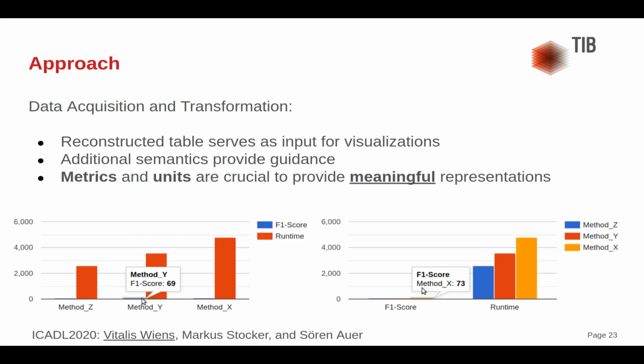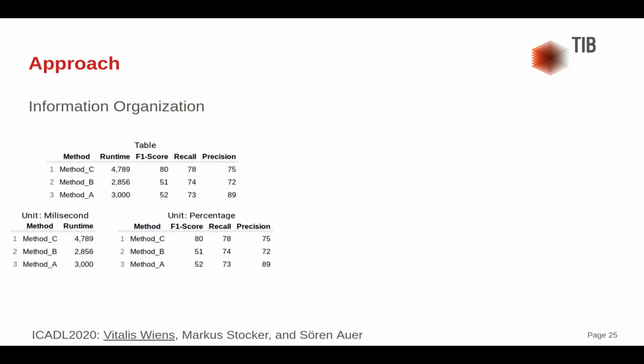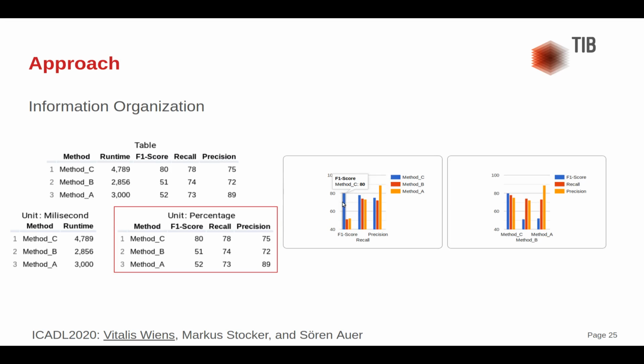It is simply due to the large differences in value ranges. Units provide reasonable candidates to organize the information in subtables. Similar units provide us with information that metrics relate or correlate to each other. Therefore, these could be visualized in one chart. As an example, we can see the chart visualization for the subtable for the unit percentage.